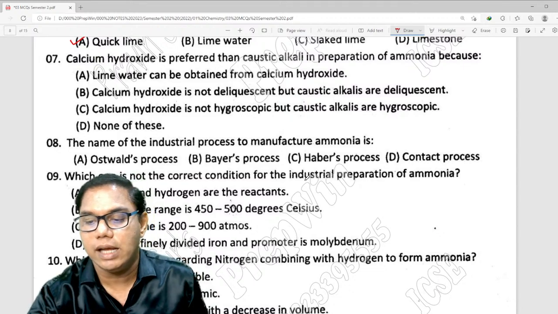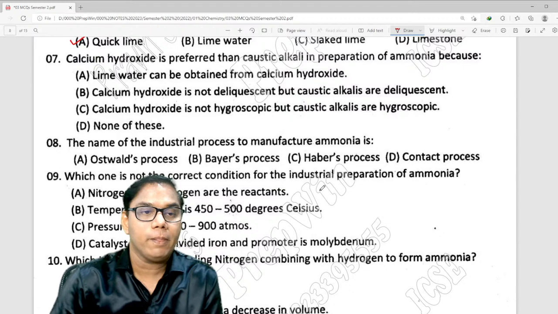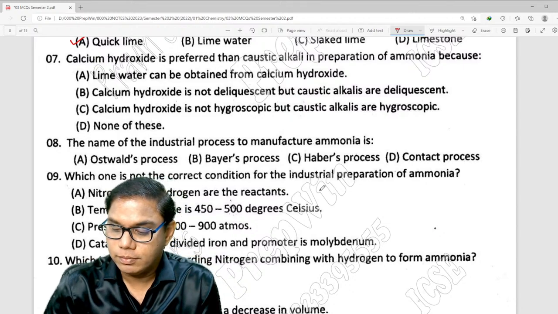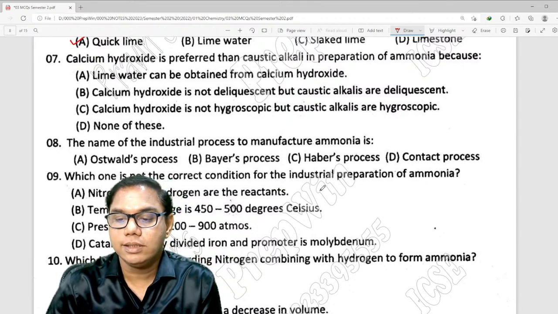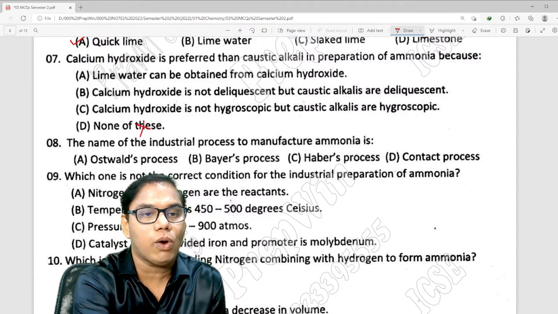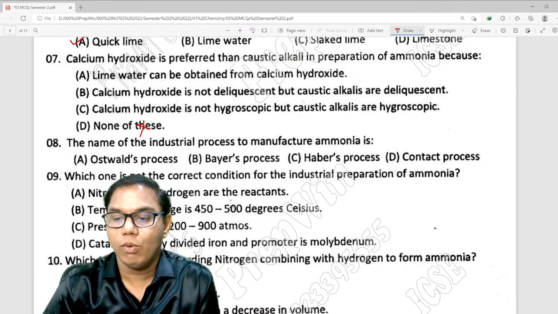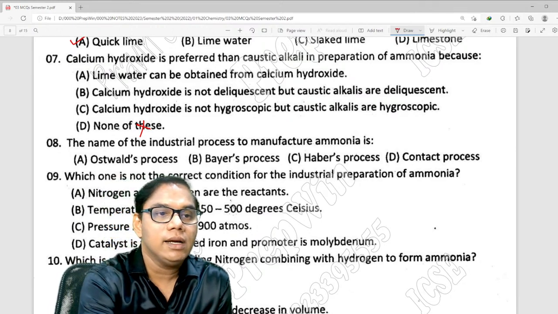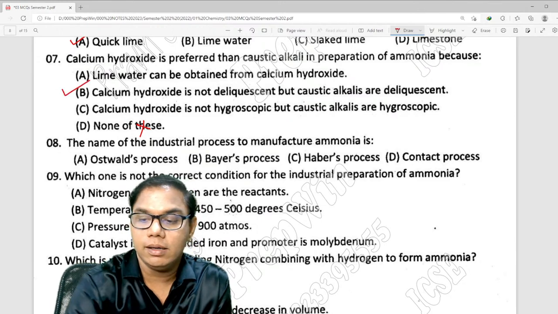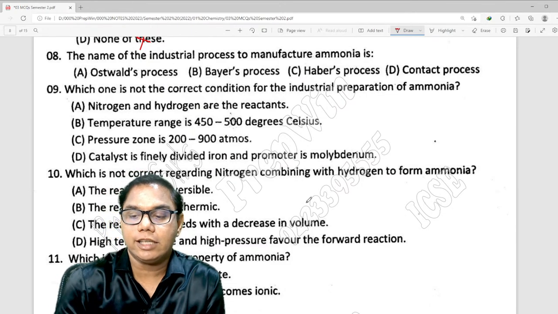None of this. Sir, this is quite difficult. Will such questions come? Yes, Shravani. 7th, B? Or A or C or D? Let me help you out. D is not the option. What is the correct option? Yes, the correct option is B. Let me know if you want an explanation.